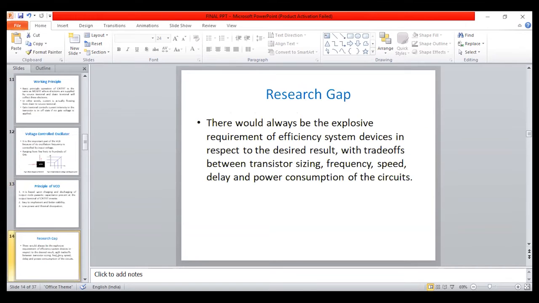The research gap of mine is that there is a growing requirement for efficient devices with respect to the desired result, with a trade-off between transistor sizing, frequency, speed, delay, and power consumption of the circuits.